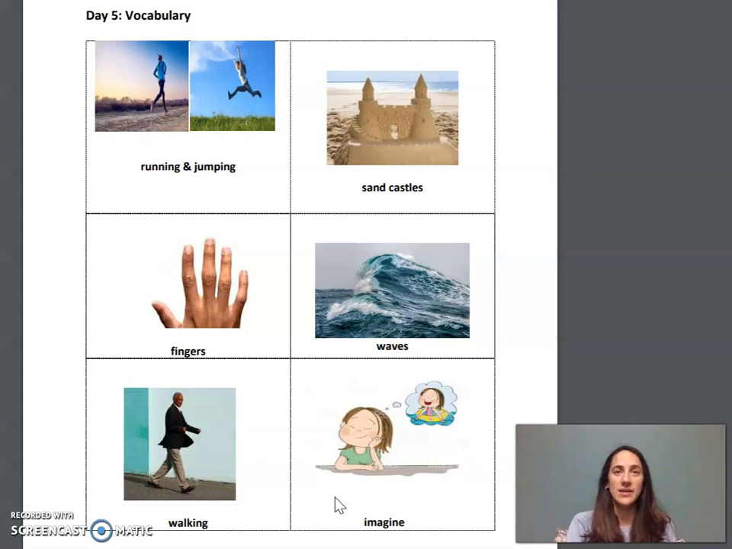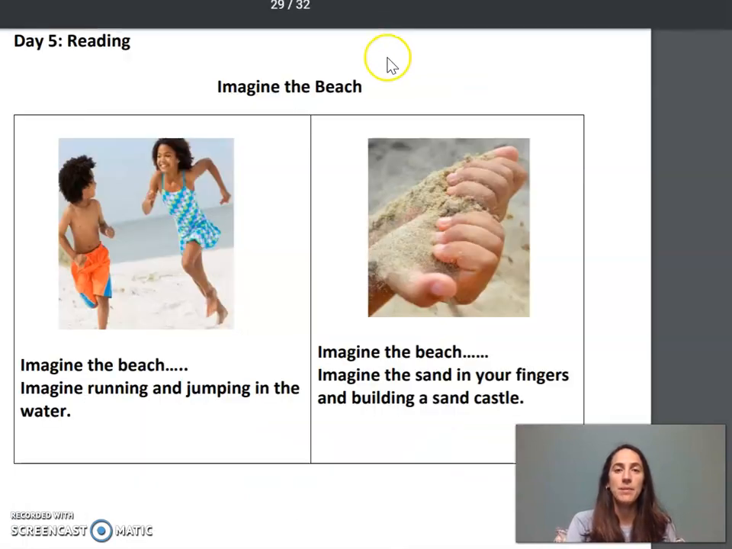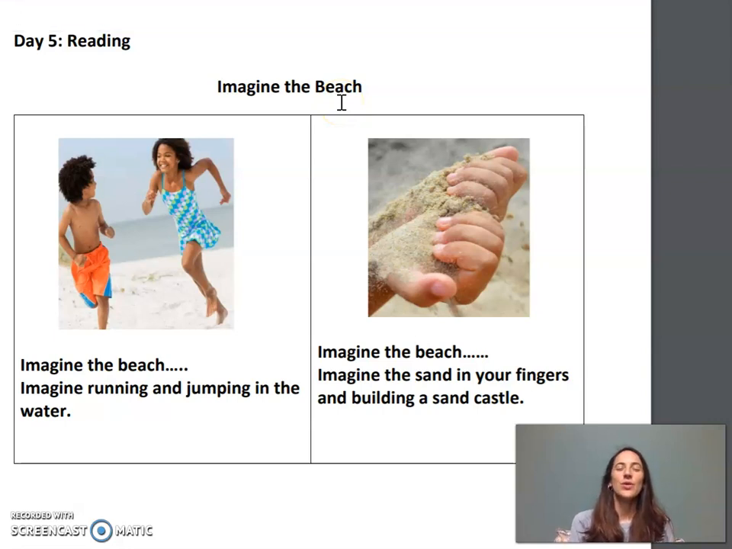Now, let's read them together once before we start our book. Running, jumping, sand castles, fingers, waves, walking, imagine. Great job. Let's find these words as we read about the beach with our each sound. Imagine the beach. Close your eyes and start to imagine. Okay, let's get started.